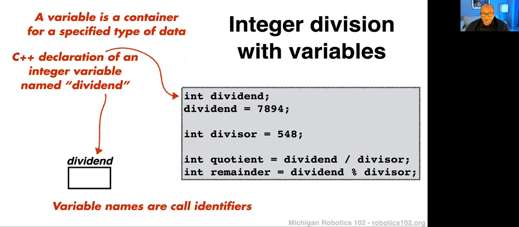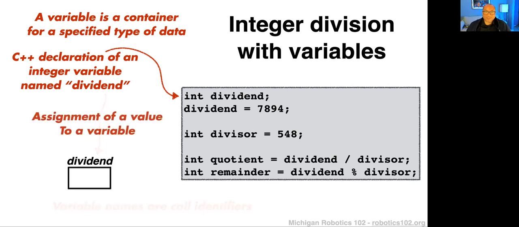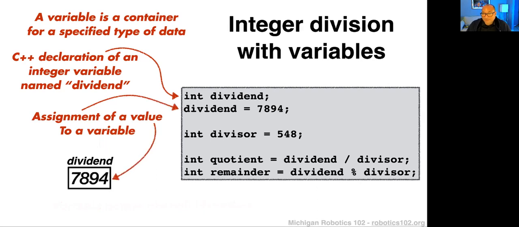And so we should also note that these identifiers allow us to access the information stored at this location, or store an integer at this location, and also access the value of that variable. In this case, because we haven't assigned any values to it, we can then assign a value to this variable. When we get to our next statement, which is an assignment that assigns the value 7,894 to our variable, that value gets put into memory. We can do the same thing with our divisor.